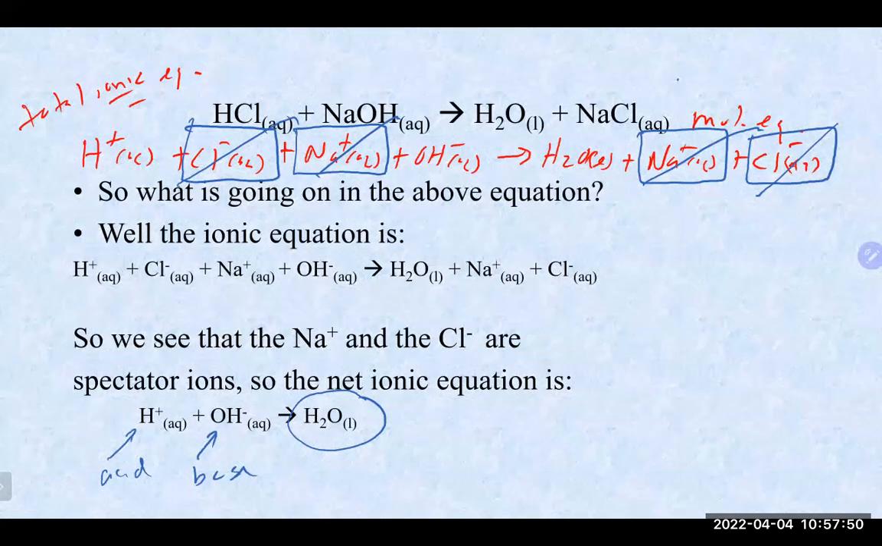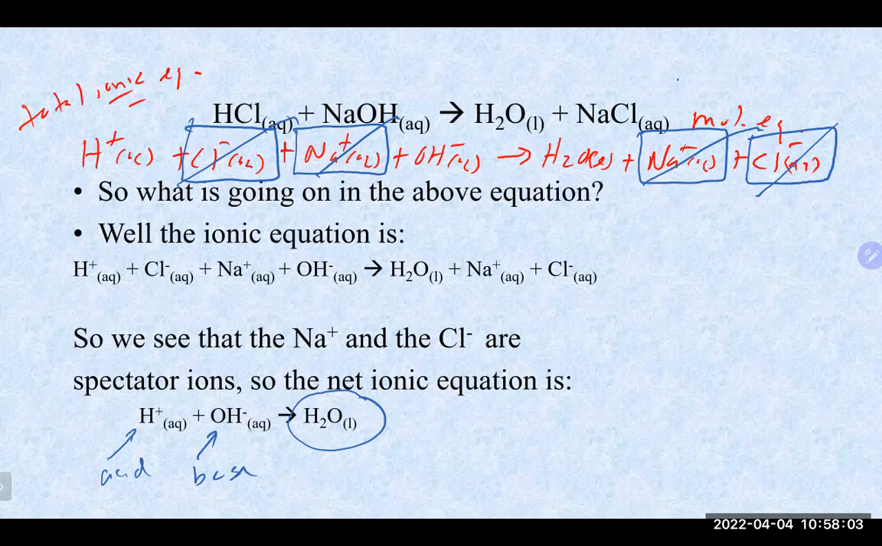That is always the net ionic equation that you end up with. Like I said, no matter what combination you do, you just have different spectator ions depending on the combination, but it will always end up that same way. Any questions on that there?